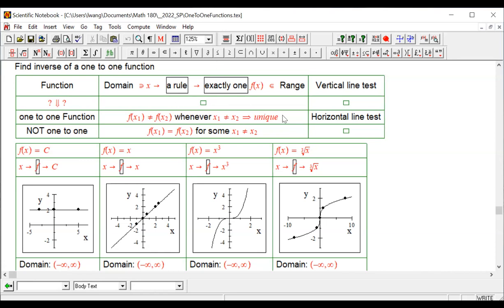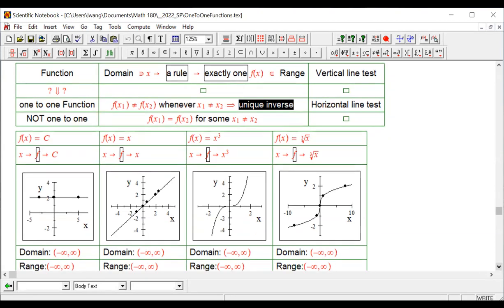Let me type it in a text form. Unique inverse. And we're going to talk about how we find that unique inverse. But if a function is not one-to-one, of course, we don't have to worry about the unique inverse because it doesn't exist.